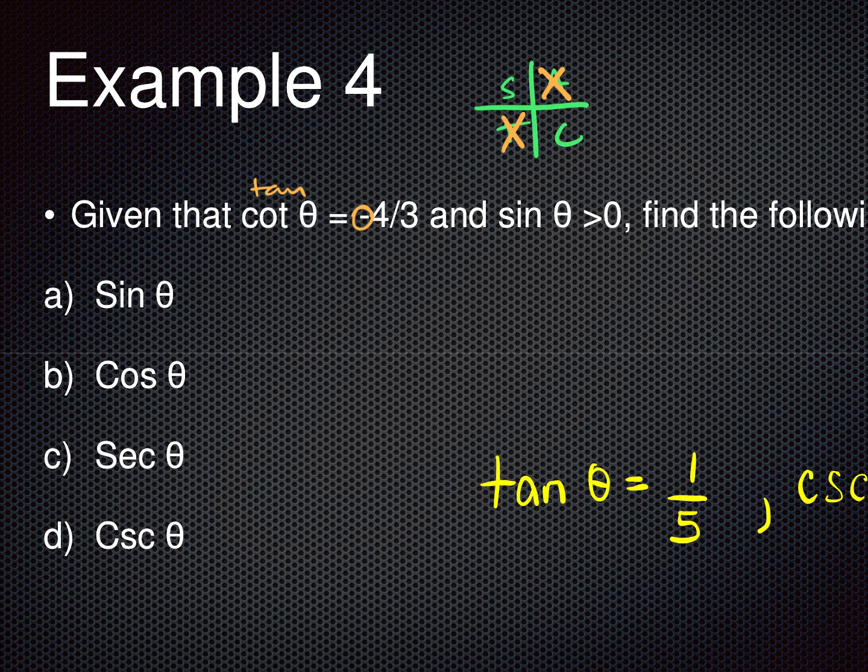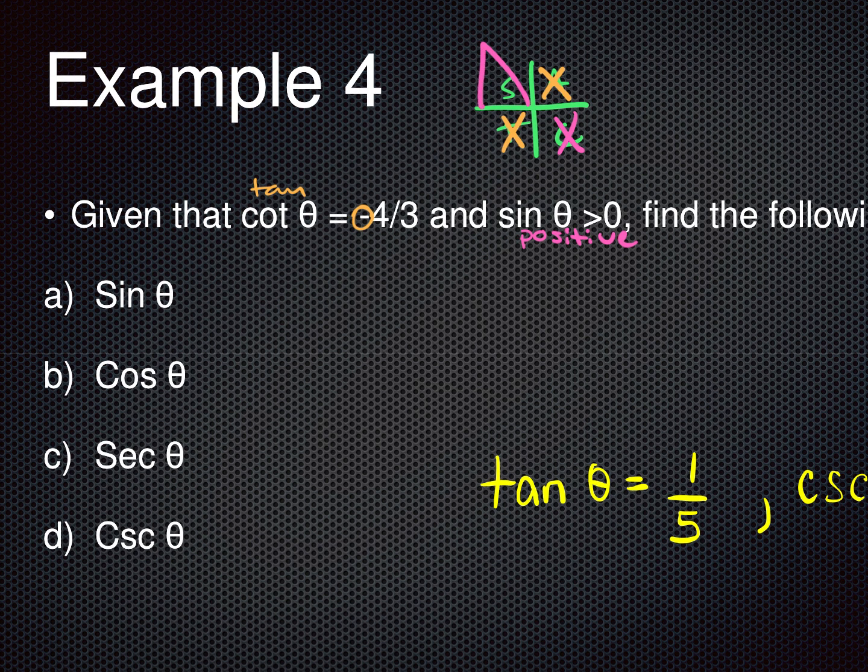Because it's not going to be in the tangent positive and it's not going to be in the all positive. Now our second piece of information says that sine is greater than 0. So sine is positive. Which of our two remaining quadrants is sine positive? The second one. So we're going to be in quadrant 2 here. So you can draw your triangle if you want in quadrant 2.